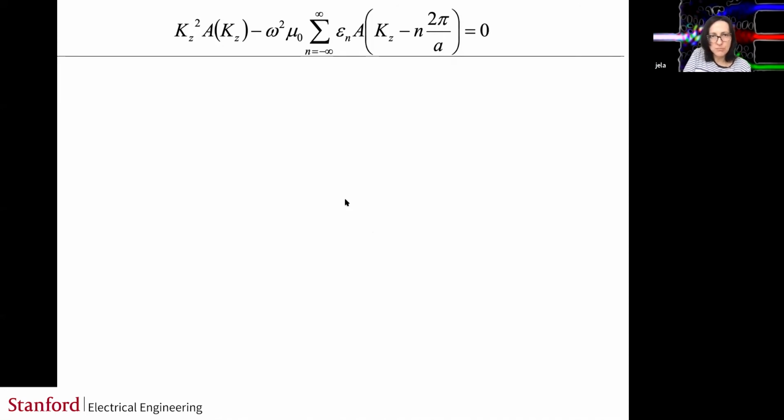So then, you can start from this and write this infinite system of equations for coefficients a of k. And then by looking at the determinant of that system of equations, you can find the relation between omega and k for which non-trivial solutions exist. And that is what we will be doing after a brief break, okay?